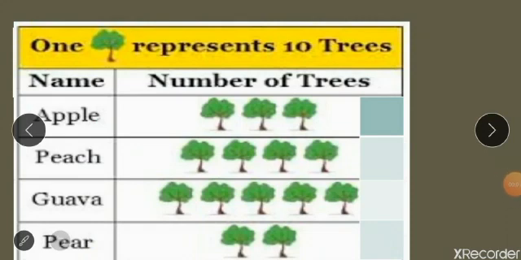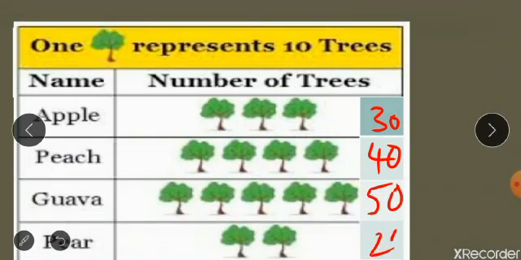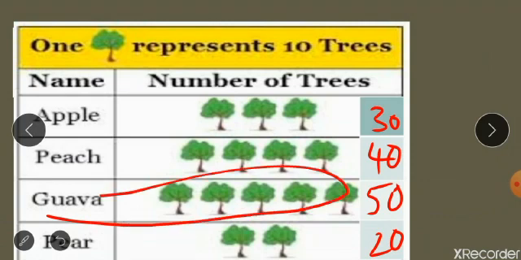Now usually observe this data, isn't it? So you have 30 apple trees and 40 peach trees, 50 guava and also your 20. So from this data you can easily observe which is maximum in number and which is minimum in number. So the maximum number is your guava, and the minimum one is pear. So the least one is 20 and the maximum is 50.